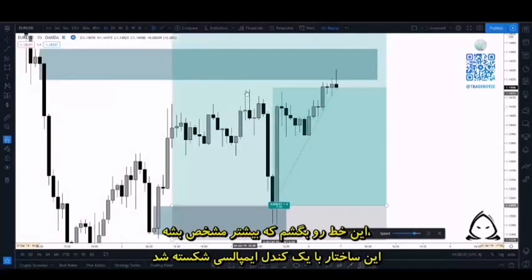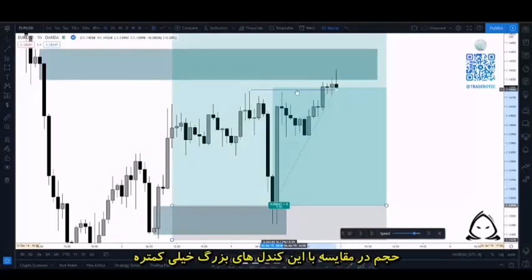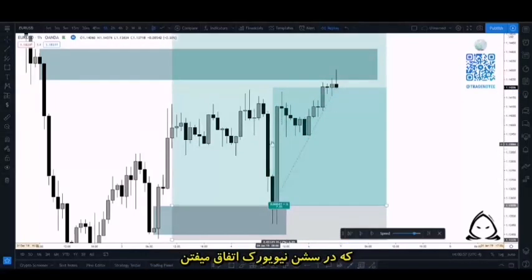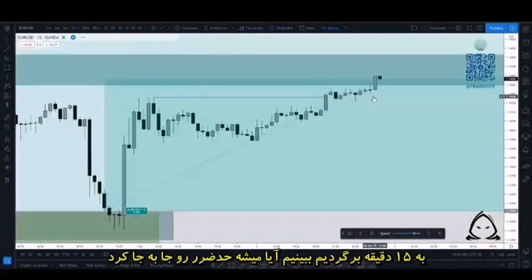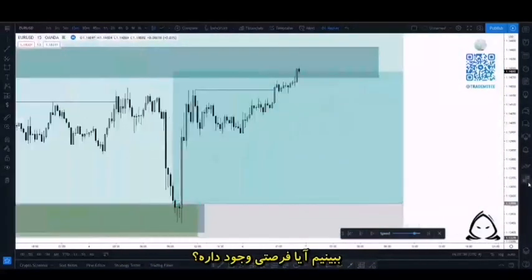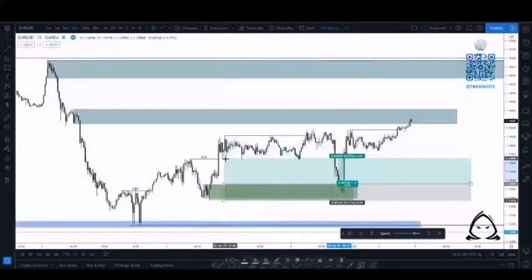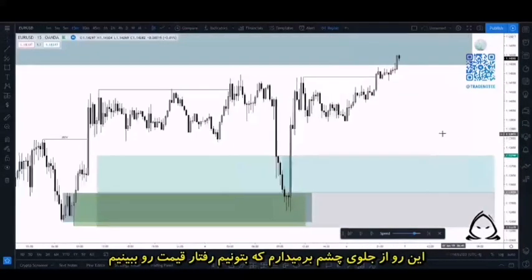So if I just put on that line for information, we've broken the structure to the upside with quite an impulsive candle. We have started to slow down more or less, but if we look at the time and look at it from a session standpoint, this is during the Asian session, so volume is much lower in consideration to these types of candles that are happening during pre-New York and New York Open. If we go down to the 15 minutes, let's see if there is any potential for a scale in. And what I'll do also is move this out of the way so that we can actually see the price action.